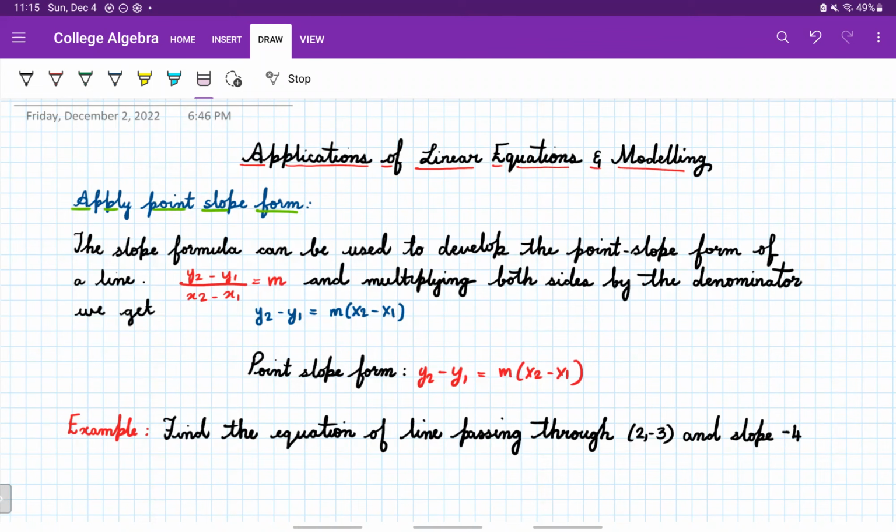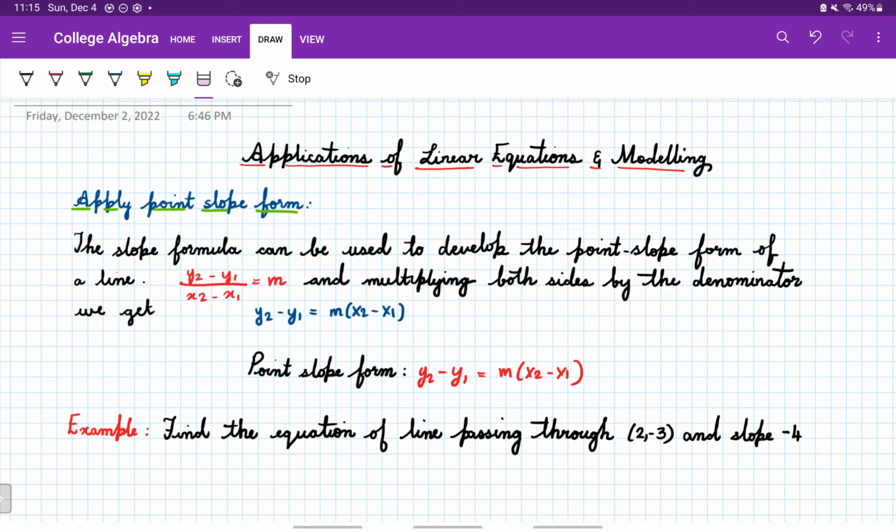Hello everyone, this is video 7 in the College Algebra series, and today I'll be talking about applications of linear equations and modeling. This is going to be the new topic, and I think I'll go over it for a couple more videos. Today I specifically will be talking about the applications of the point-slope form.